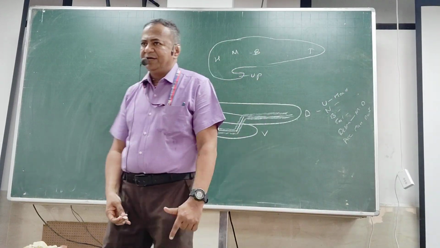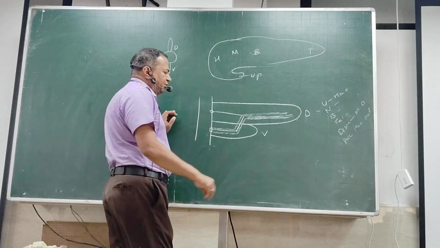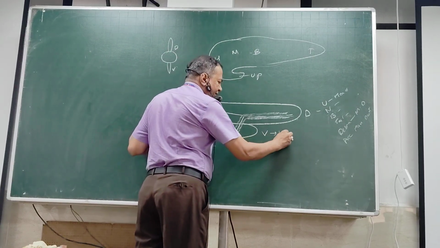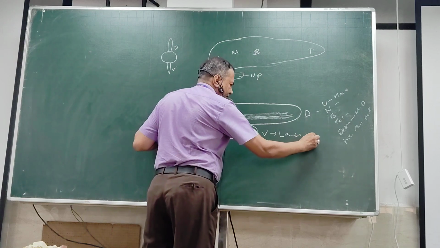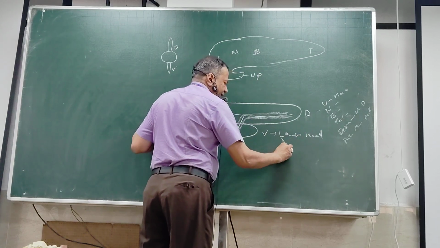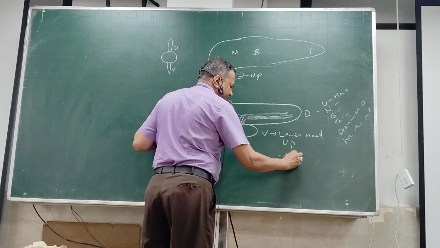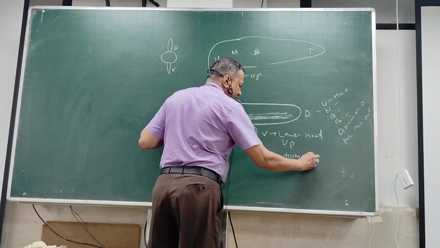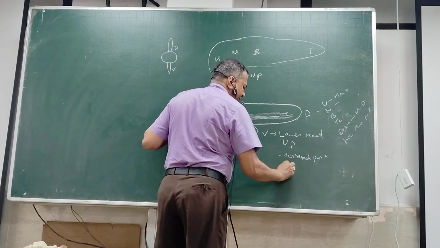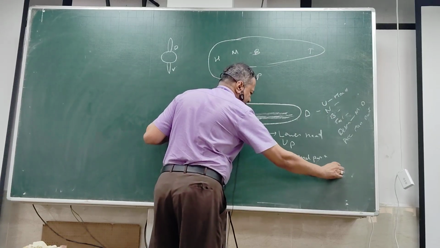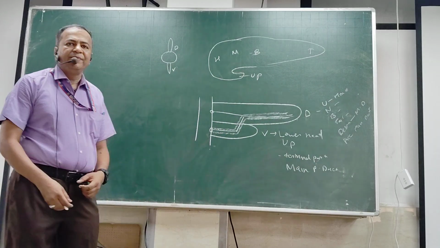What develops from the ventral pancreatic bud is the lower part of the head, then the uncinate process, then the terminal part of the main pancreatic duct. So that is the development of the pancreas.